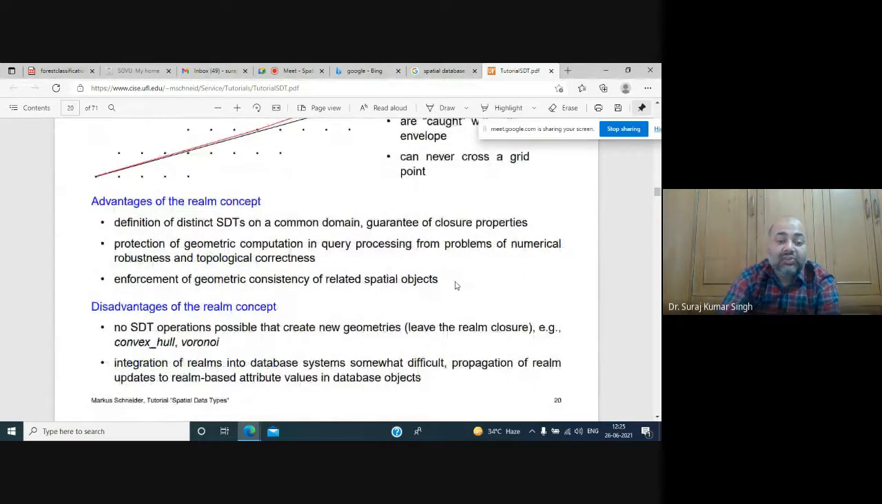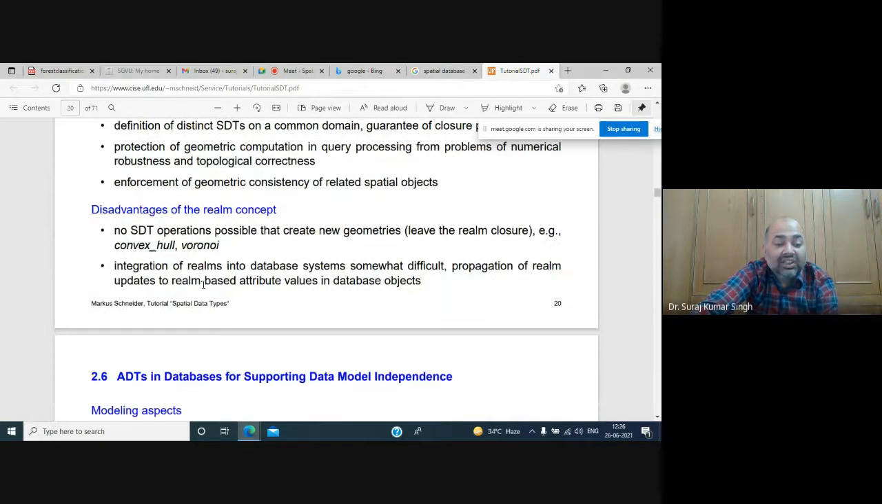So what are the advantages of this concept? One is the definition of distinct spatial data types on a common coherent domain, guarantees of closure properties, then protection of geometrical computation in query processes from problems of numerical robustness and topological correctness, and enforcement of geometrical consistency of related spatial objects. What are the disadvantages? No spatial database type operation is possible that can create new geometries that leave the realm closure, like convex hull. Then integration of realm into a database system is somewhat difficult.